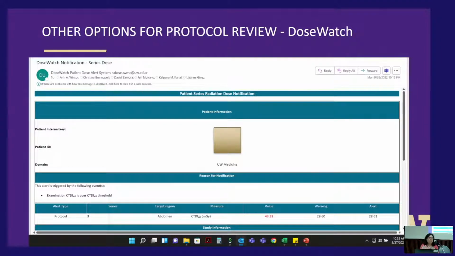So this is something Radimetrics, I'm sure, also does, right? It sends email. So you're kind of looking at it and saying, hey, I need to look at this protocol. I've been getting a lot of alerts. So there's another way you're doing protocol review on a regular basis.